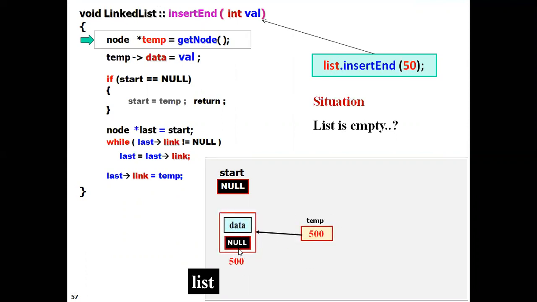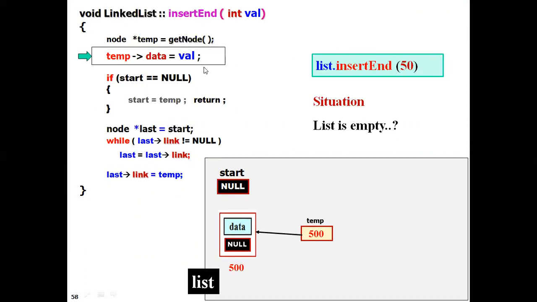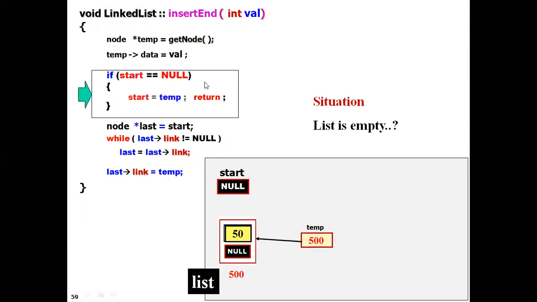So the node is created at address 500 and temp is 500. Then you have to set the data part with val. What is val? Val is 50 that you have already passed here. So that 50 will be set in the data part. Temp arrow data is set to 50. And it comes to this condition. This condition is always true in this situation, when the list is empty. Why? Start is null, as you can see in the example. So the condition is true and start equal to temp will run.